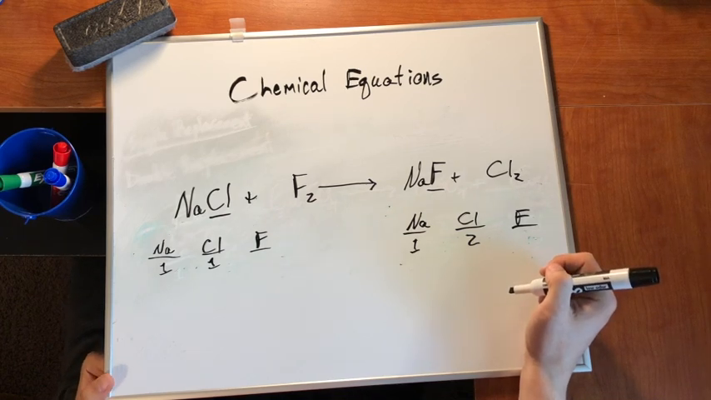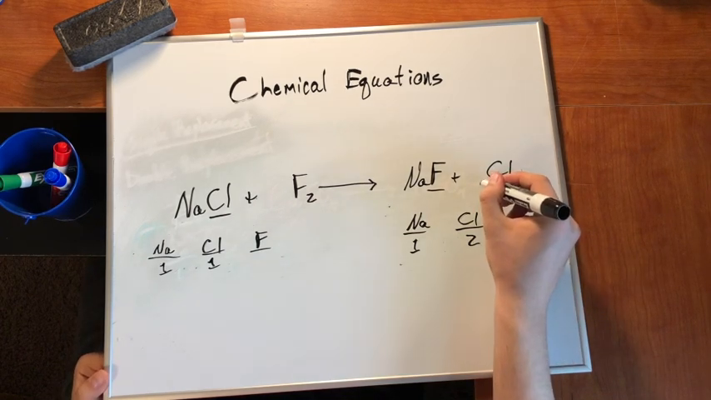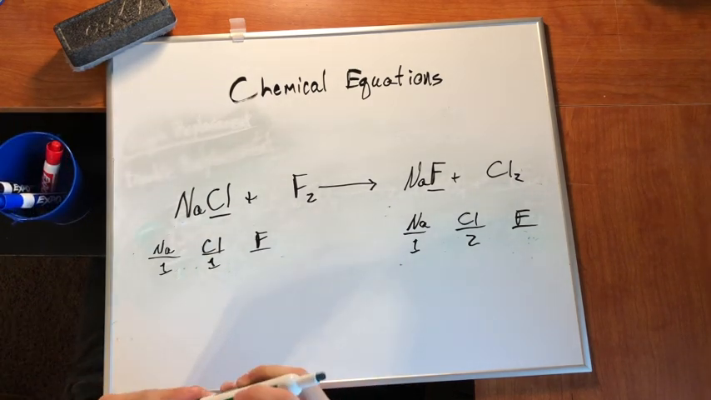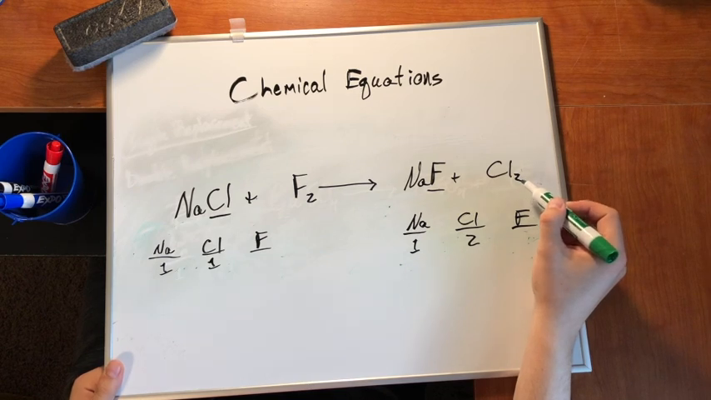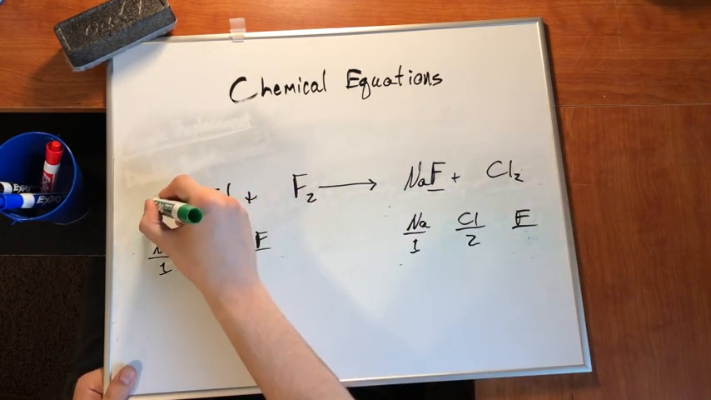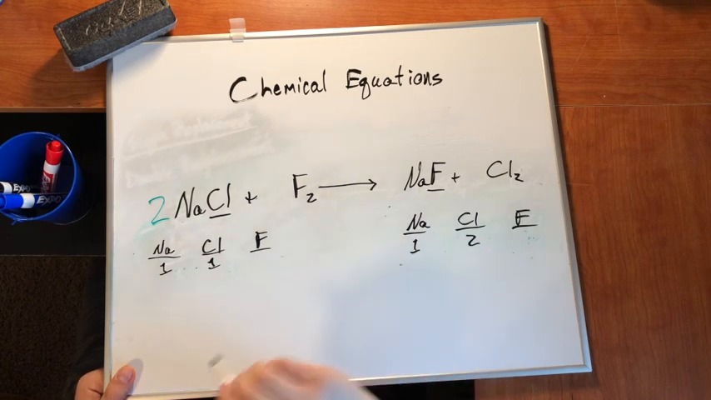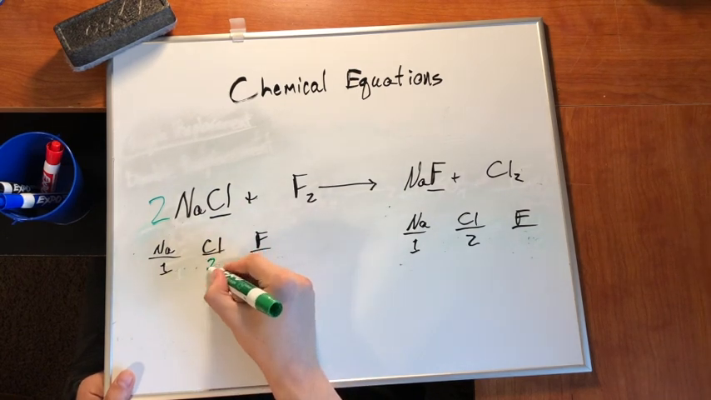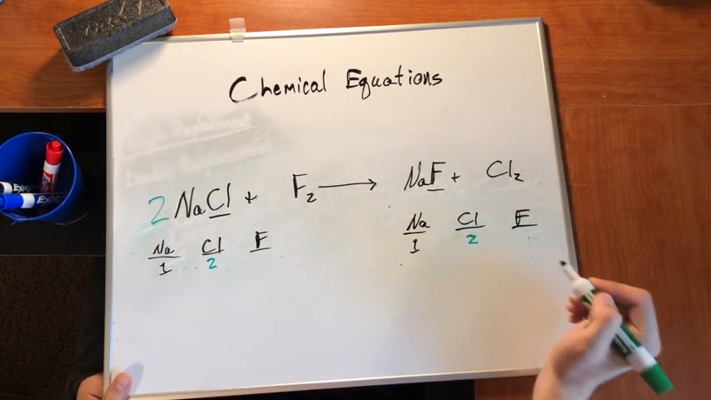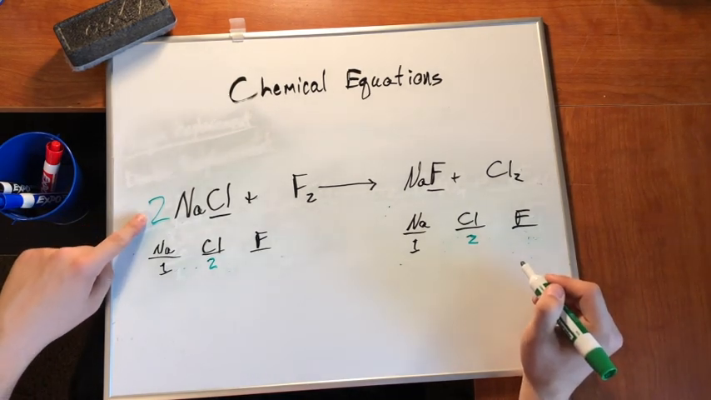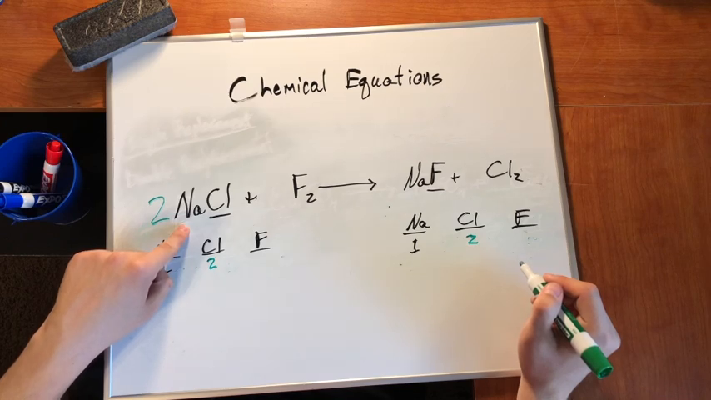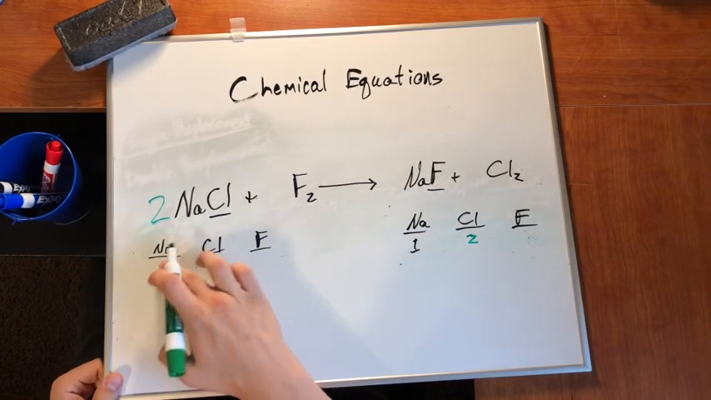So what I need to do is change one of the coefficients in order to balance my chlorine atoms. Okay, I have 2 on this side. I think an easy thing to do would be to put 2 sodium atoms, or I'm sorry, sodium chloride molecules on this side. So that way I have 2 chlorines on this side and 2 chlorines on this side. Notice though that because I've put a 2 in front of this one, I've now changed the number of sodium atoms I have. Okay, so let's go back here and fix our sodium.